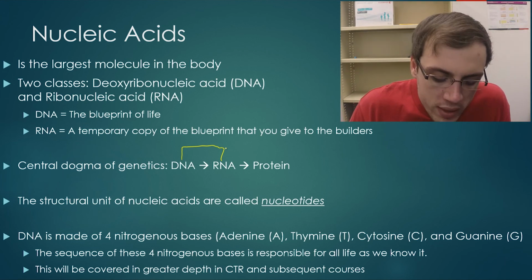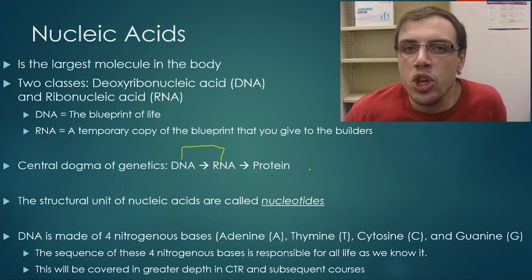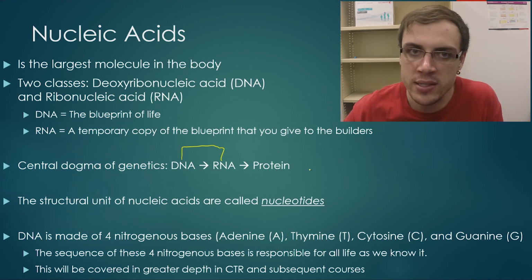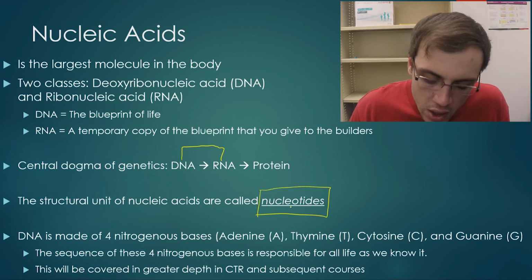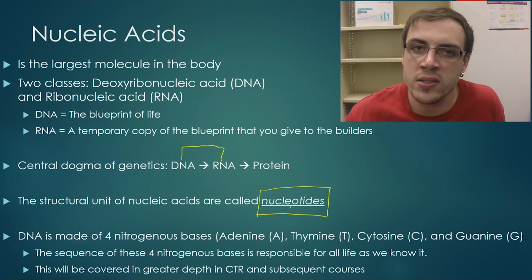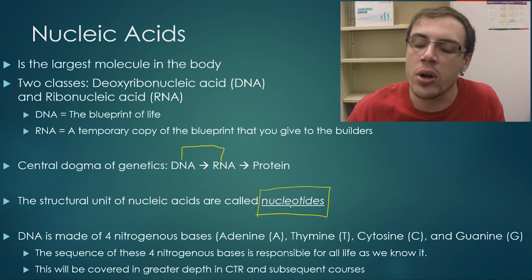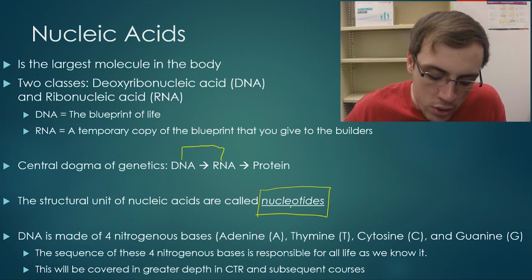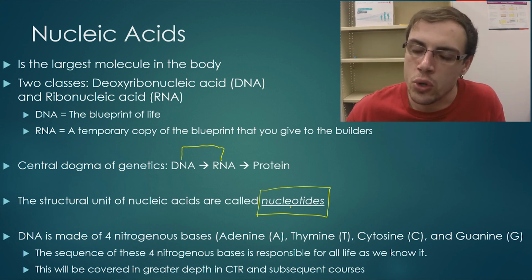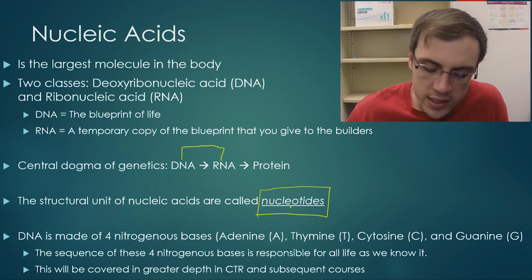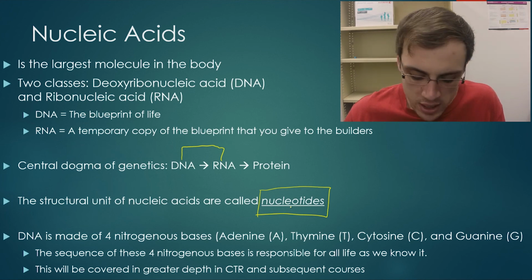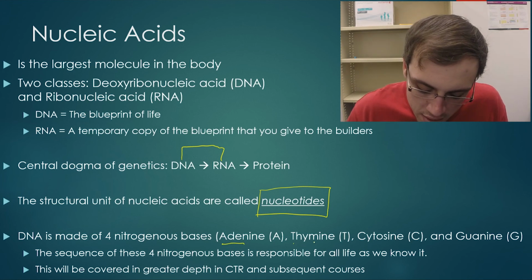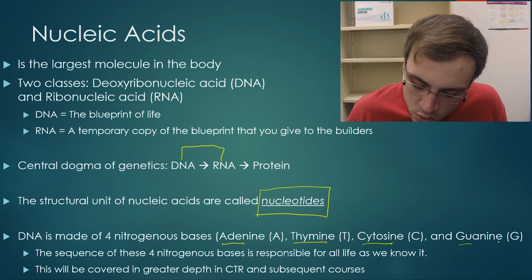Now, with our nucleic material, the structural unit, the things that make up our DNA or RNA, is called a nucleotide. So, for example, with carbohydrates, we had our saccharides, for lipids, we had our triglycerides, and for proteins, we had amino acids. For nucleic acid, we have what are called nucleotides. Now, these nucleotides are comprised of 4 different compounds. And these are called adenine, thymine, cytosine, and guanine.